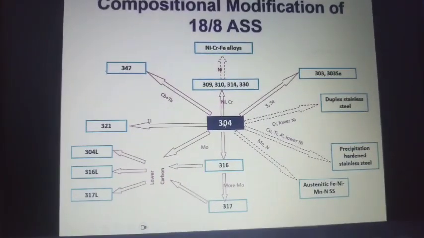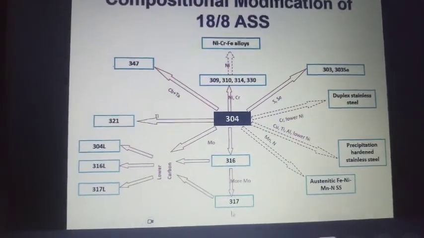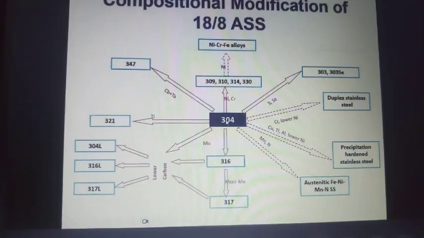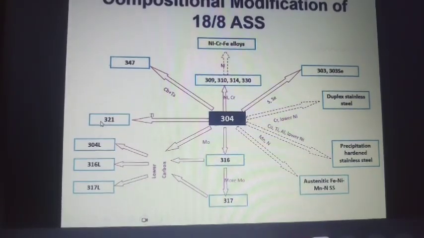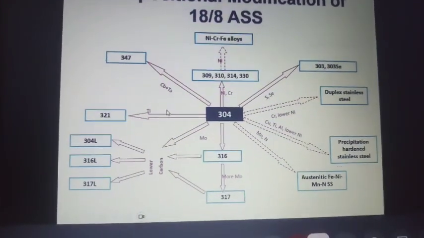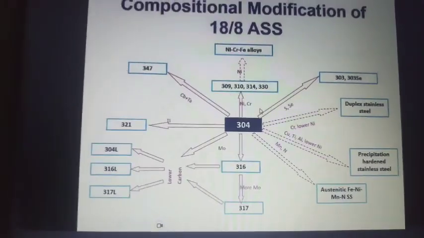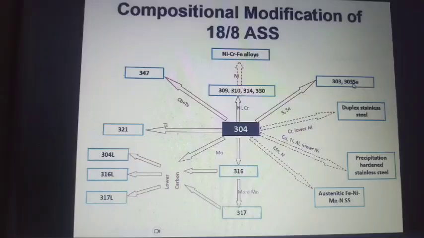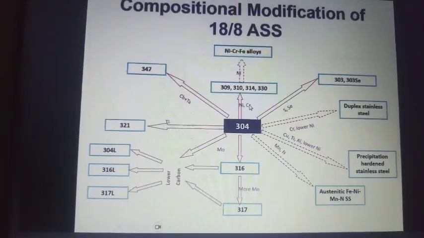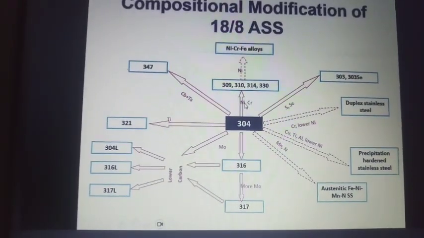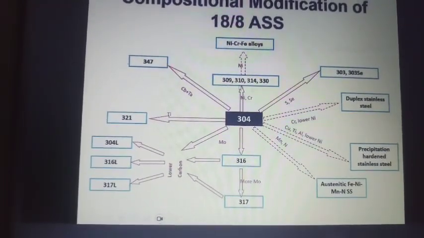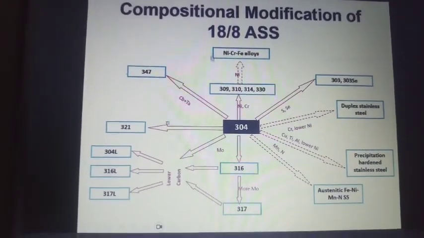And then you lower the carbon. Carbon is 0.08 in these cases, and when you lower the carbon to 0.03, it becomes L grade. From 304, 18% chromium, you add titanium, it becomes 321. You add niobium plus tantalum, it becomes 347, which is used for high temperature application in stabilized condition. If you add sulfur and selenium, that improves machinability, giving machining stainless steel. Then you add more nickel and chromium, like 20 to 25% chromium and 20% nickel, then it becomes high temperature grades like 309, 310, 314, 330. And further, if you add only nickel, that becomes nickel based alloys.